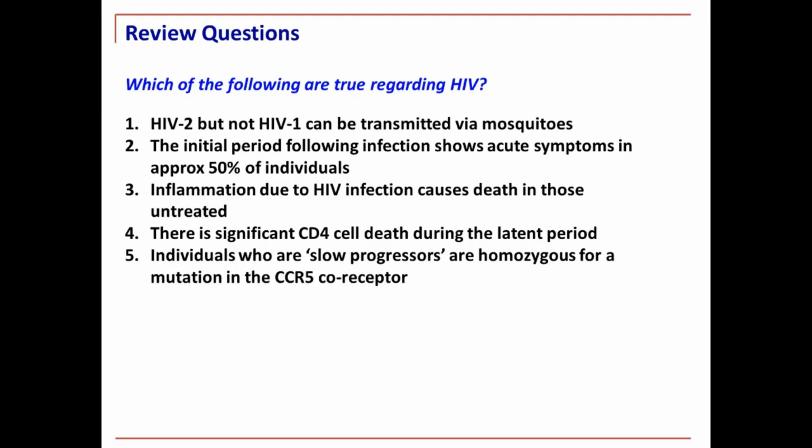Number 4, there is significant CD4 cell death during the latent period. That is correct. There is significant cell death, significant CD4 positive turnover. However, cell division very closely matches cell death. Number 5, individuals who are slow progressors are homozygous for a mutation in the CCR5 co-receptor. That is also incorrect. The slow progressors are heterozygous for this mutation. The non-progressors are homozygous.